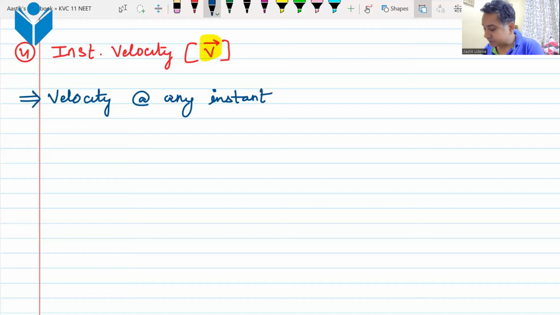Clear? Now to find this velocity at any instant, the instantaneous velocity, what would you do? You will take the derivative of r with respect to t. Do you know how to differentiate?